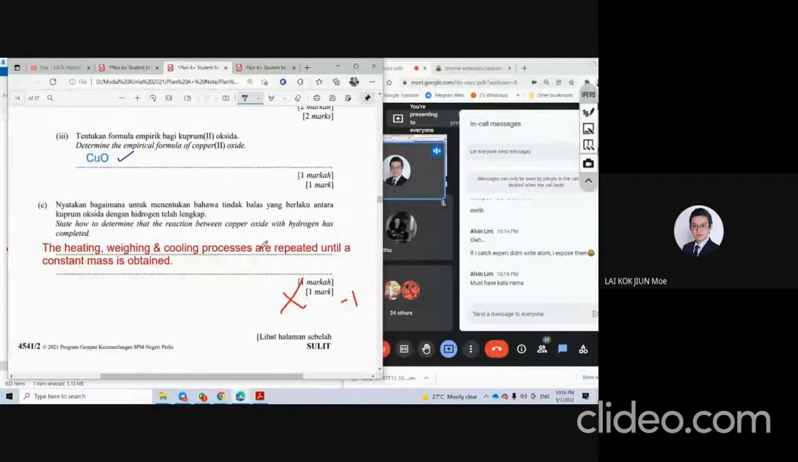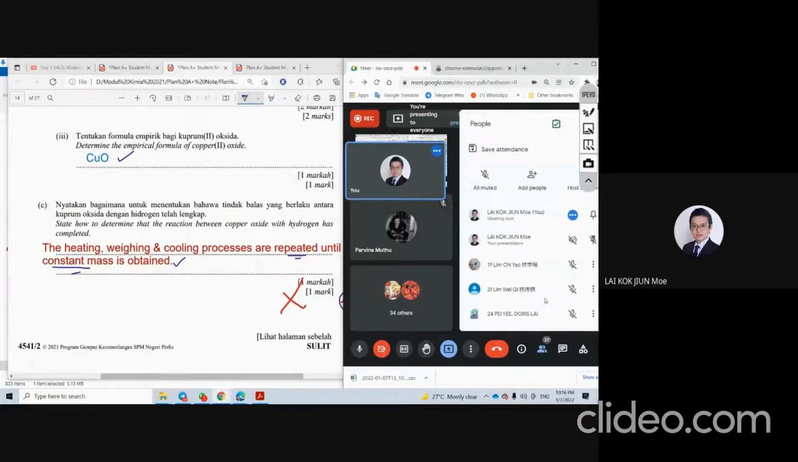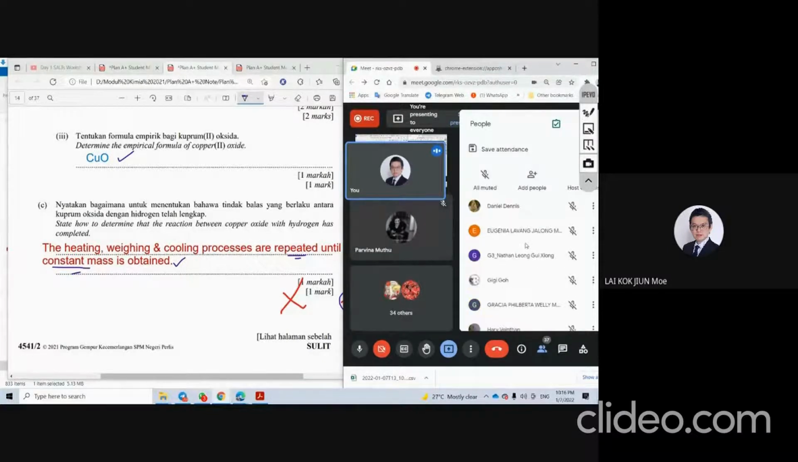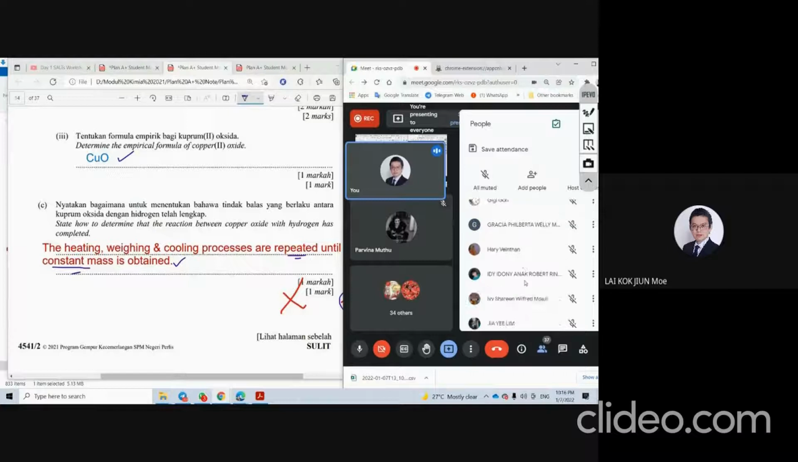Heating, weighing, cooling process are repeated lah. Until constant mass already got lah. Why? Why still want to deduct my marks? Saya tak puas hati lah. Jia Yi, Qi Yao, Wei Qi. I didn't listen your voice, Wei Qi. Albert leh, Hai Mei, Chloe, Daniel. You want to correct this answer for me? I want to get back my 1 marks. Gigi, how? Gracia, Harry. Harry today is so quiet.